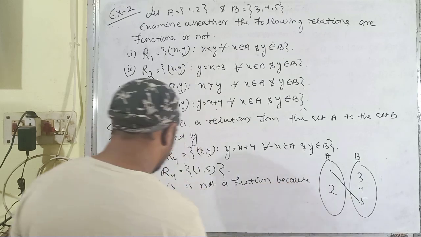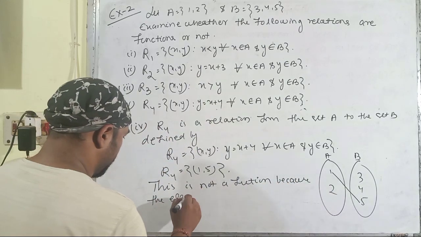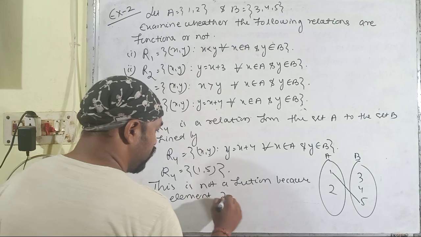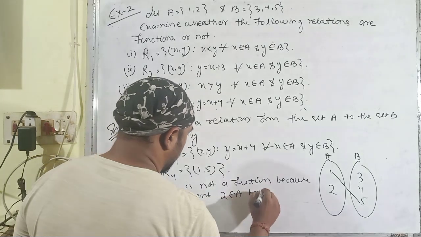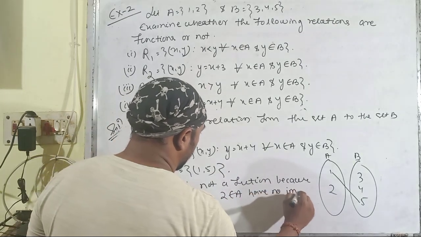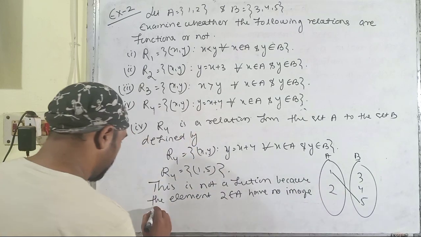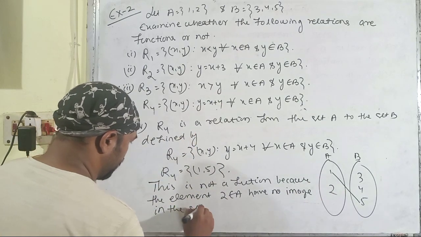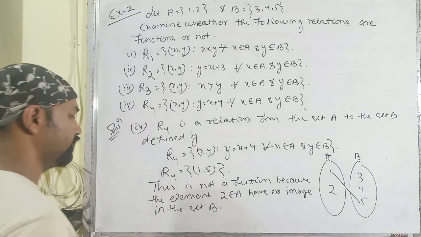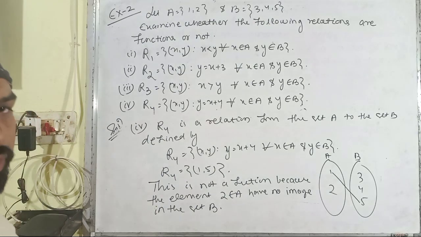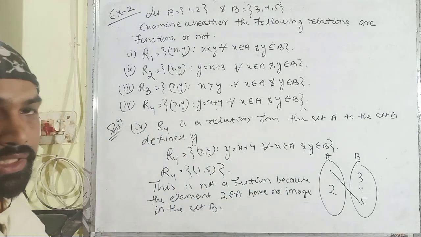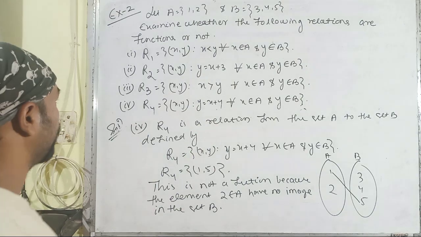So this is not a function because the element 2 belonging to A has no image in the set B. Then moving to one of the remaining examples, and then we can conclude today's session.